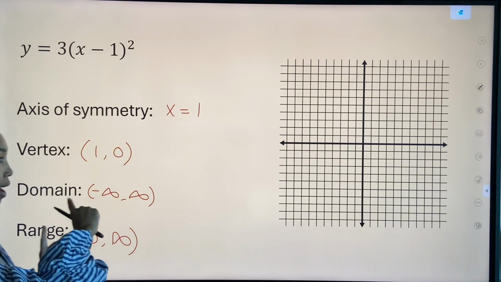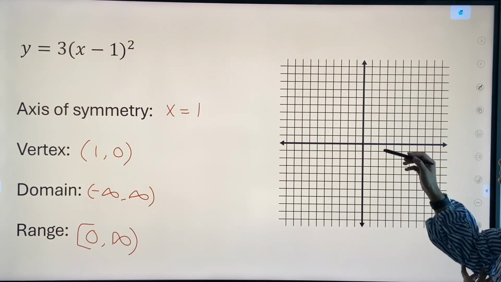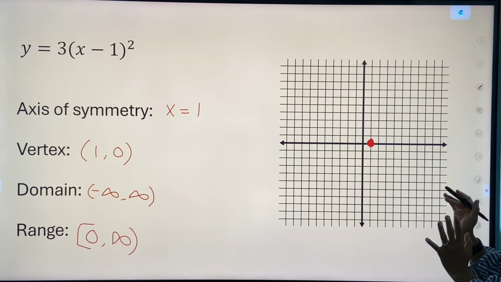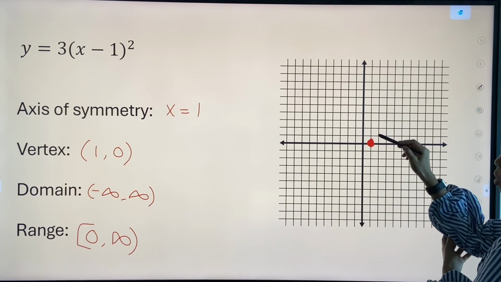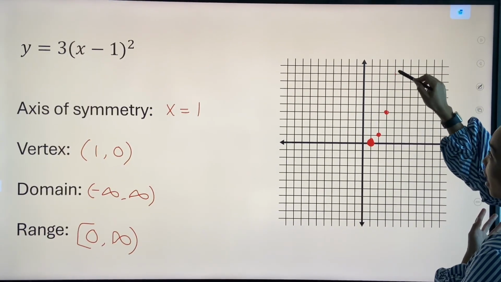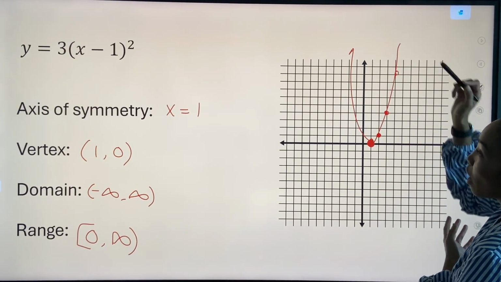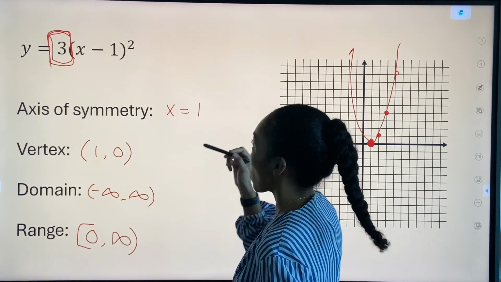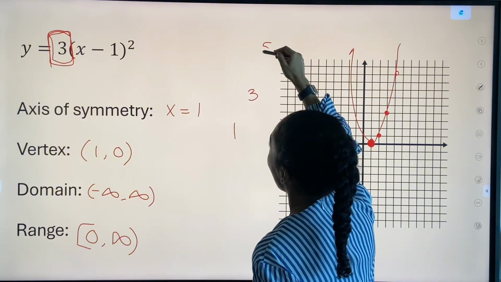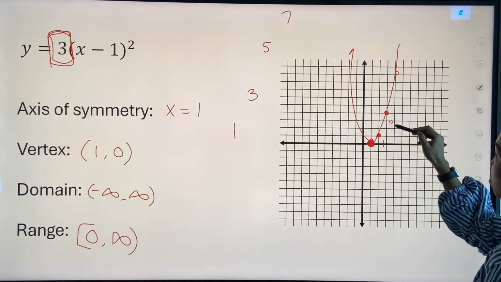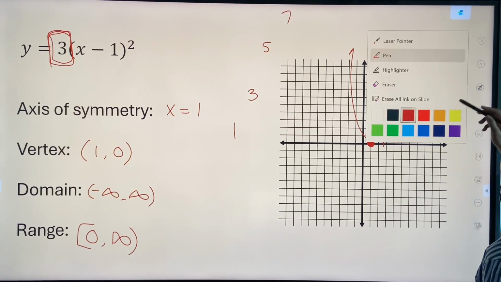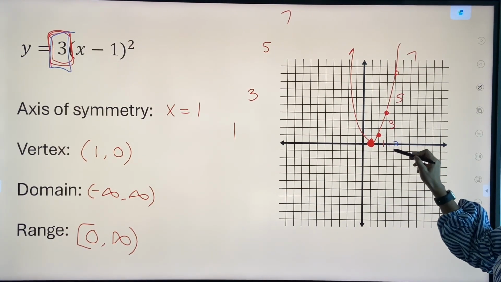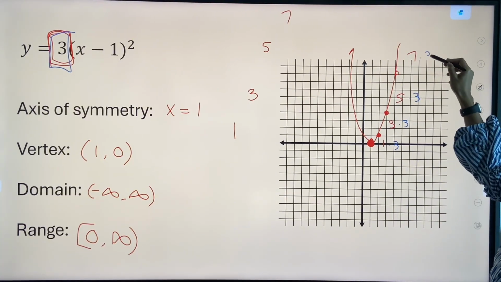All right, so let's go ahead and graph it over here. Your vertex is at 1, 0. Now guys, please don't copy this. This part is not correct. But normally, you would go up 1, up 3, up 5, up 7, and so on, right? However, we're going to vertically stretch by a factor of 3. So I'm not going to go up by 1, 3, 5, 7, and so on. I need to multiply all of these by 3, and that will be my new increment.